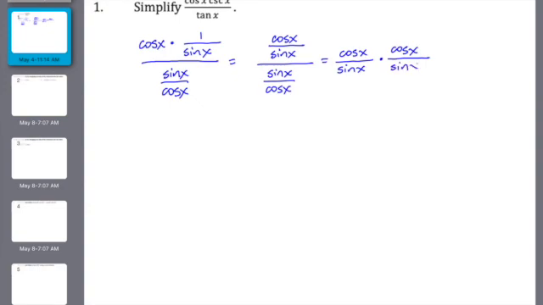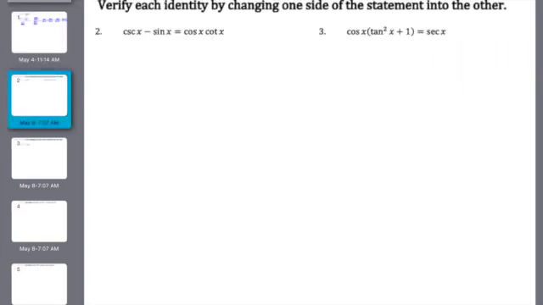over sine x. Now if we multiply straight across, we have cosine squared x in the numerator and sine squared x in the denominator, and cosine over sine is cotangent, so we can just rewrite this as cotangent squared of x. Once you get it down to a single trig expression, that's usually where you want to end these types of problems. Let's move on to number 2.